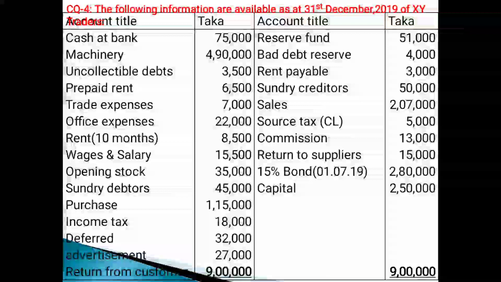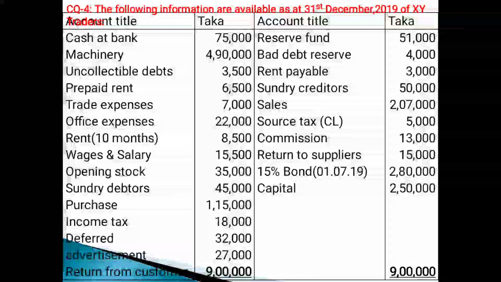Deferred advertisement, taka 32,000, is indicated as a fictitious asset to be shown in the statement of financial position. Return from customer, that is sales return, is indicated as contra revenue, so it is deducted from the total amount of sales in the income statement. Total of the debit side is taka 9 lakh, written here.